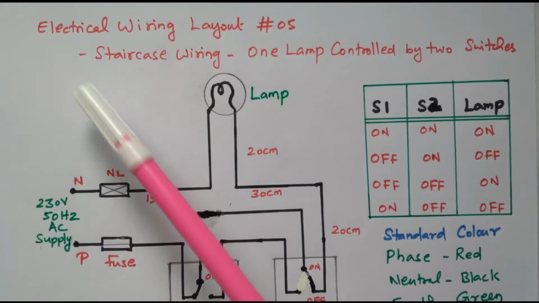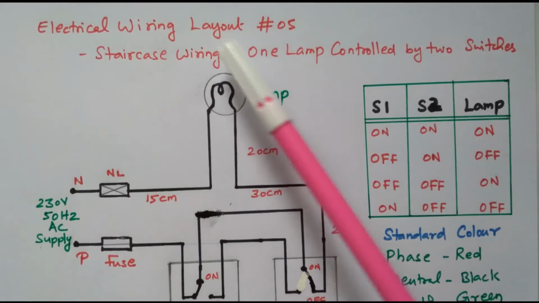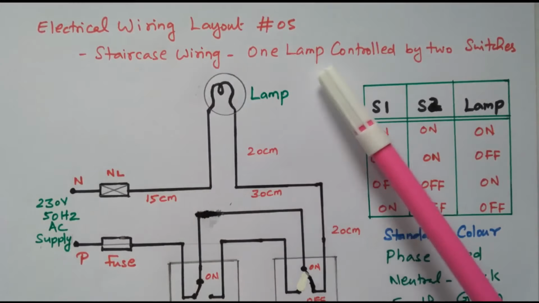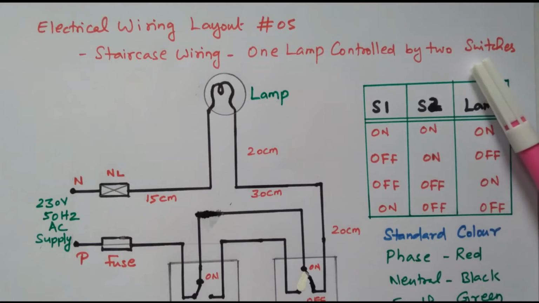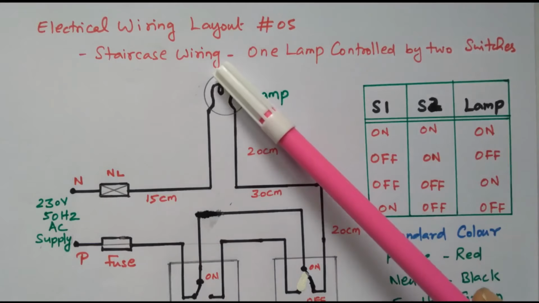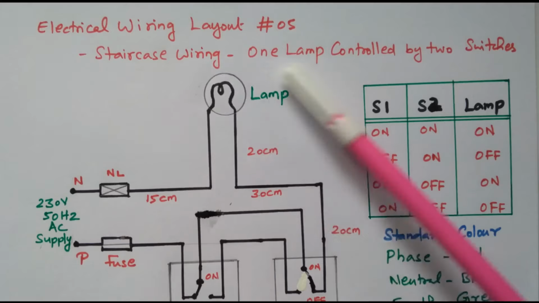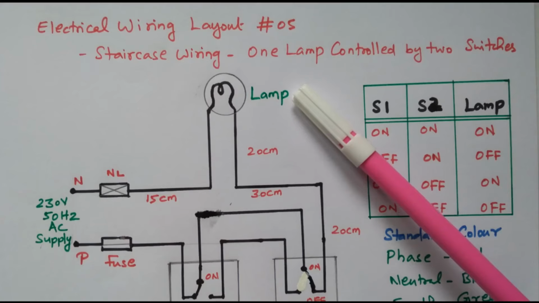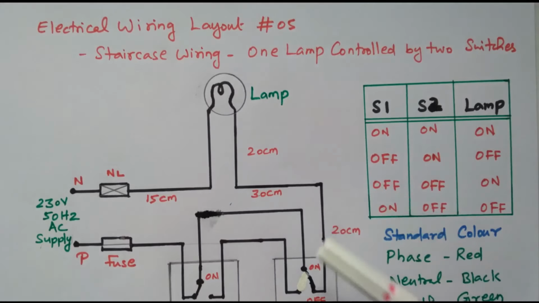Welcome viewers. In this video we will see the electrical wiring layout, 5th model, staircase wiring. One lamp is controlled by 2 different switches kept in 2 different places. Normally in a staircase, from the ground floor to the first floor or first floor to second floor, we can control it like that. The lamp is controlled independently by 2 switches. Switch 1 can turn the lamp on and off. Switch 2 can also turn the lamp on and off. So that is called staircase wiring.